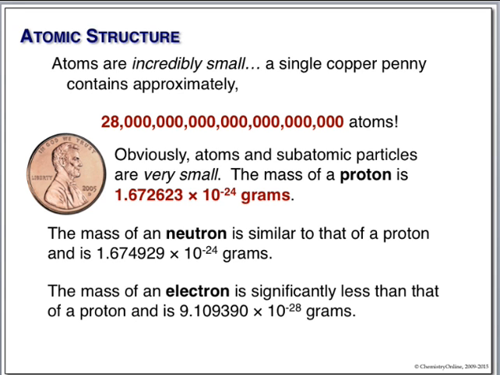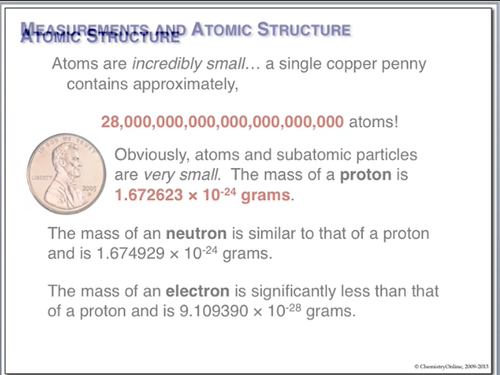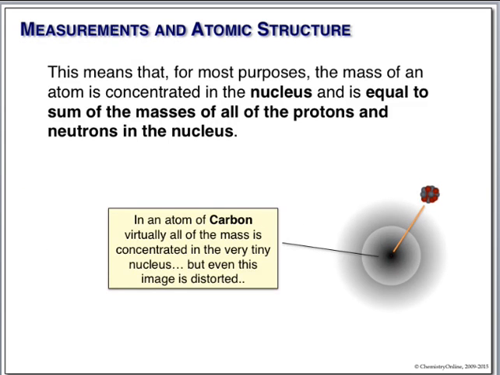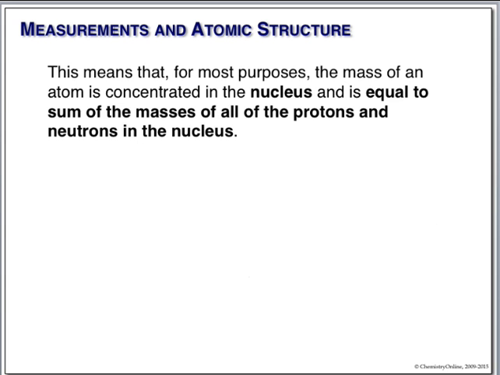The mass of a proton is very small, 10 to the minus 24 grams, neutron just about the same, electrons much less. And basically that means that the mass of an atom is concentrated in the nucleus, and the rest of it is basically just empty space. Now when I made this slide, I put the little dot there. That's 1 pixel. That's supposed to represent our nucleus, but even that's a bit distorted.